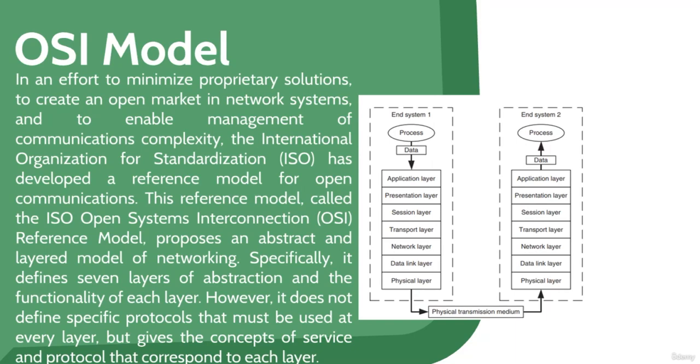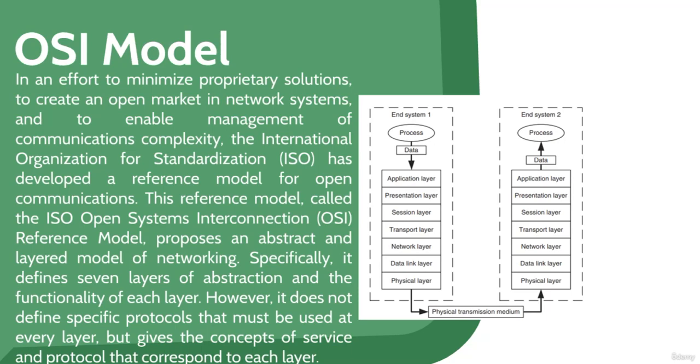OSI model. To minimize proprietary solutions, to create an open market in network systems, and to enable management of communications complexity, the International Organization for Standardization, ISO, has developed a reference model for open communications. This reference model, called the ISO Open Systems Interconnection, OSI, reference model, proposes an abstract and layered model of networking. Specifically, it defines 7 layers of abstraction and the functionality of each layer.